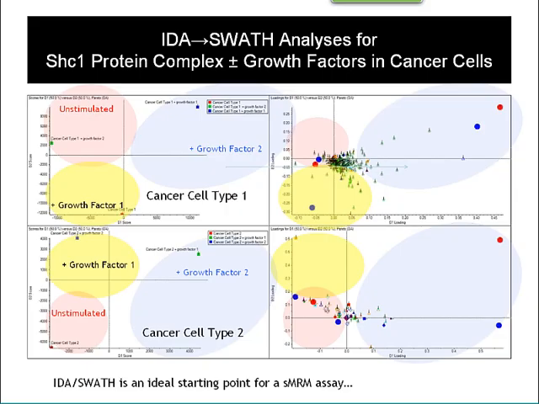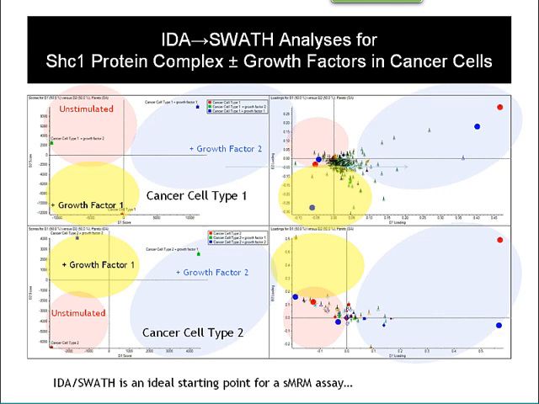So here is a SWATH readout from a couple of types of cancer cells. And these have been stimulated with EGF also, and a couple of another growth factor. So what we have here, it looks a little bit messy, so I'll see if I can take you through it. Let's take the top two panels. This is one type of cancer cell.